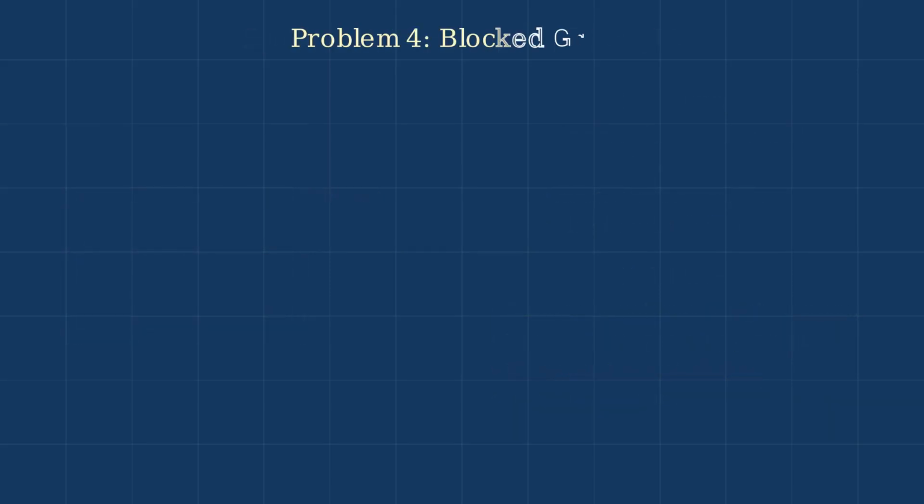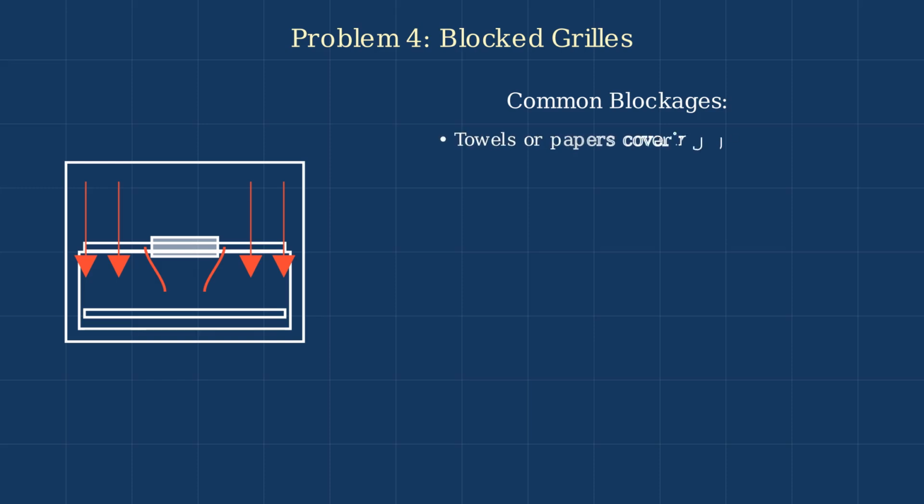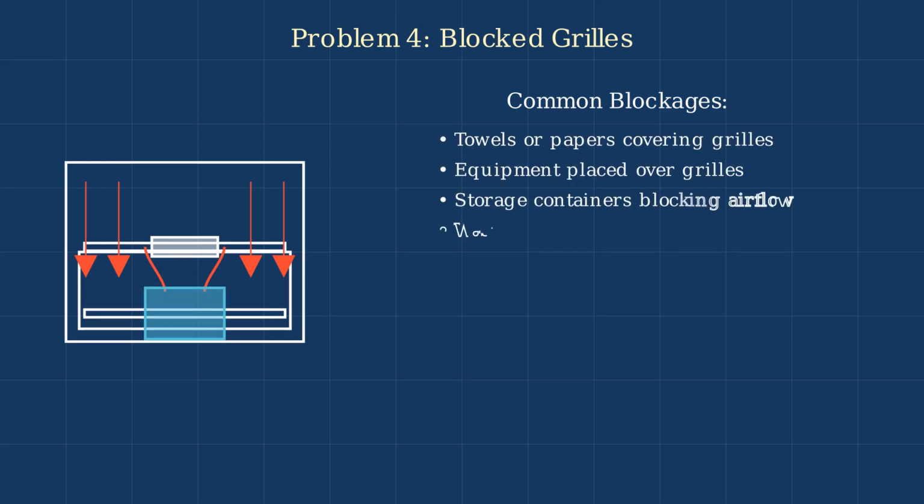Blocked grills are one of the most common user-related operational problems with BSCs. Items such as towels or papers covering the front grill can disrupt the inflow of air, compromising containment. Similarly, equipment or storage containers positioned over the back grill can block downflow, creating turbulence and potential contamination zones.